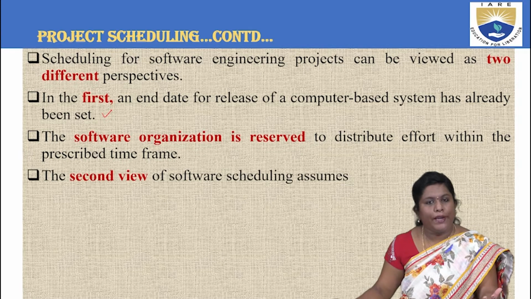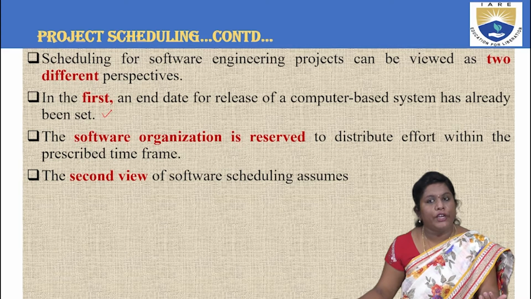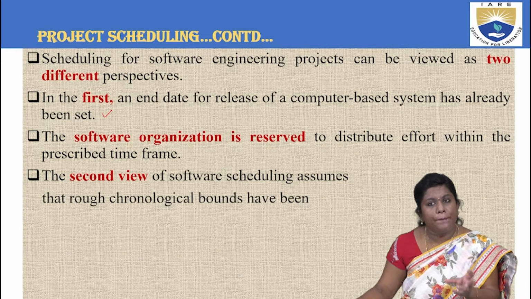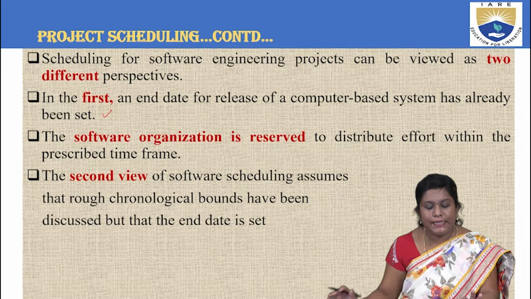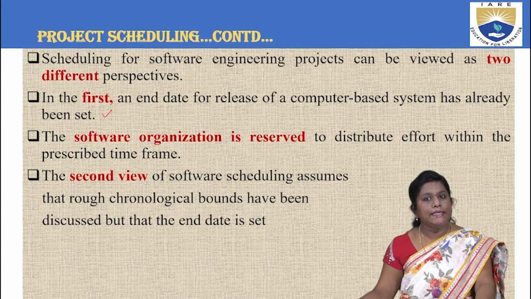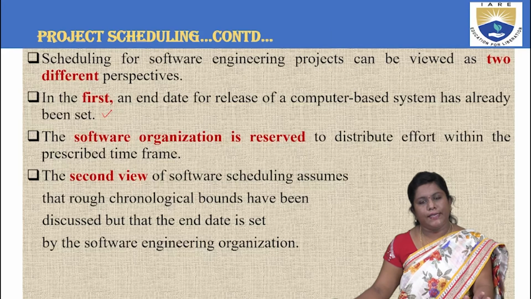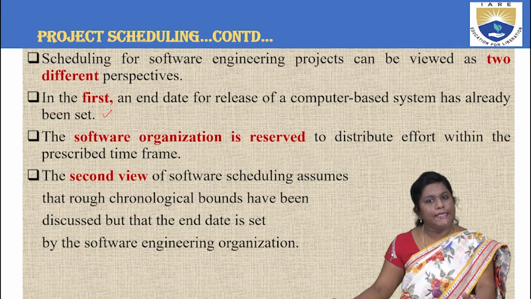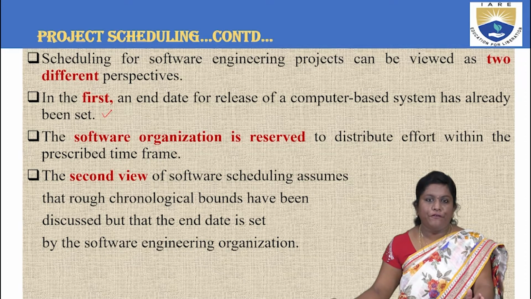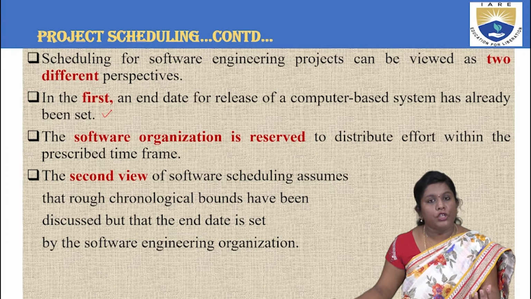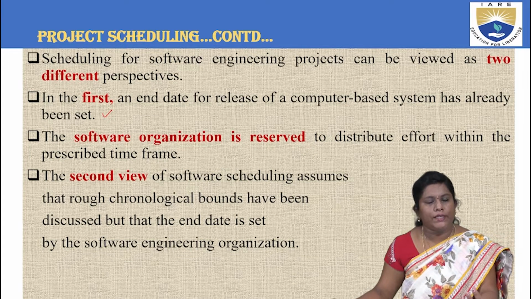So in the second, what happens? The second view of the software schedule assumes that there are chronological bounds that have been discussed, but the end date is set by the software engineering organization. So in the first go, there is an end date that is actually fixed, and there is some amount that is being focused on the distributed effort and within what time. All these things are fixed in the first notion.